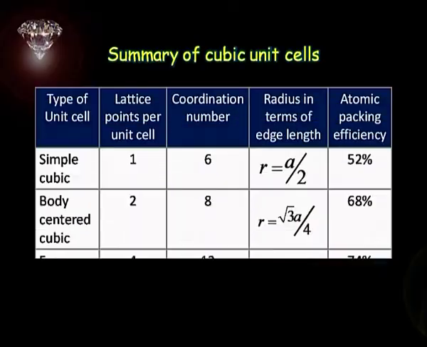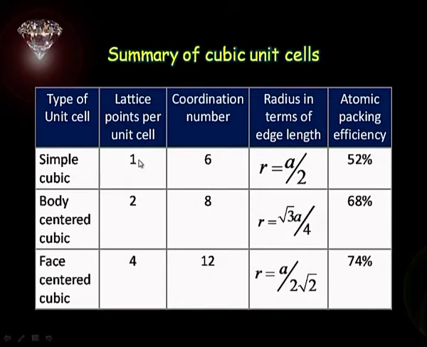Now, let me quickly sum up what we have done about cubic unit cells. The lattice points per unit cell are 1 in simple cubic, 2 in BCC and 4 in FCC, and the coordination numbers are 6, 8 and 12 respectively. We will talk more about it when we discuss closed packed structures in detail. The relationships found are: in simple cubic, r is equal to a by 2; in BCC, r is equal to root 3 a by 4; and in FCC, r is equal to a by 2 root 2. The corresponding atomic packing fractions are 52%, 68% and 74%.